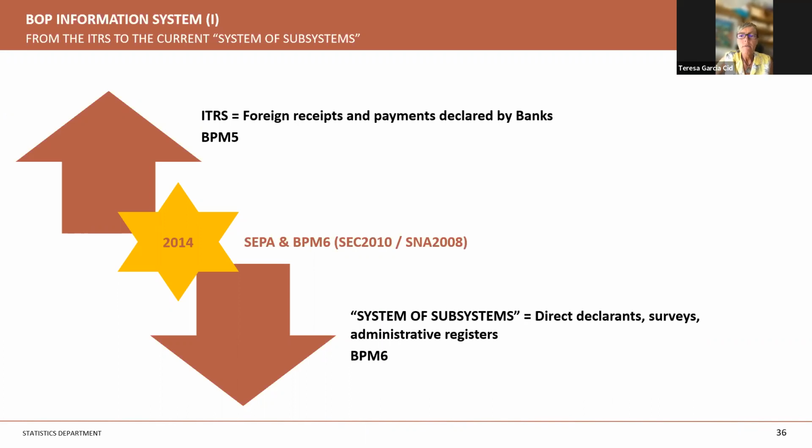Until that year, it consisted of an international transaction reporting system, and the data were compiled according to the 5th edition of the IMF manual. From that year onwards, we rely on a system of subsystems. That is, our system is based on different data sources depending on the item of the BOP. And also from 2014 onwards, the balance of payments and international investment position data are compiled according to the 6th edition of the International Monetary Fund Manual.